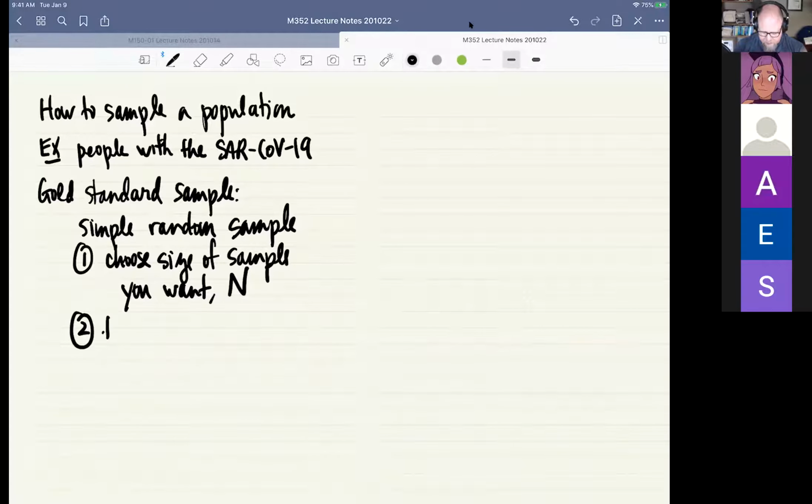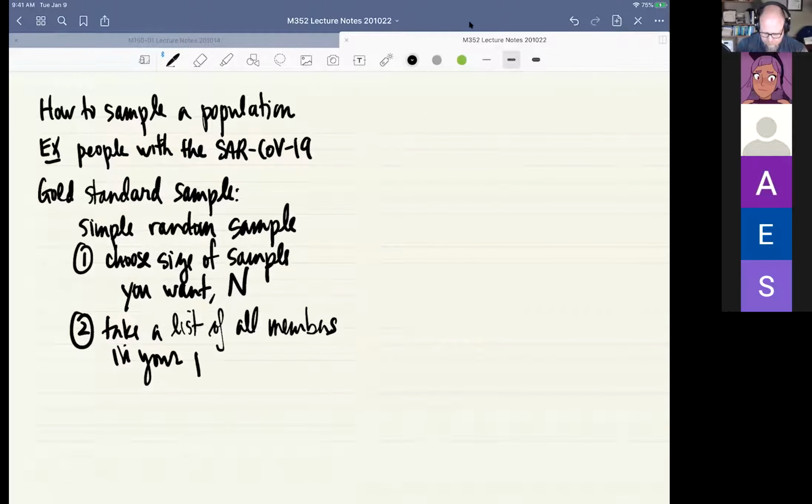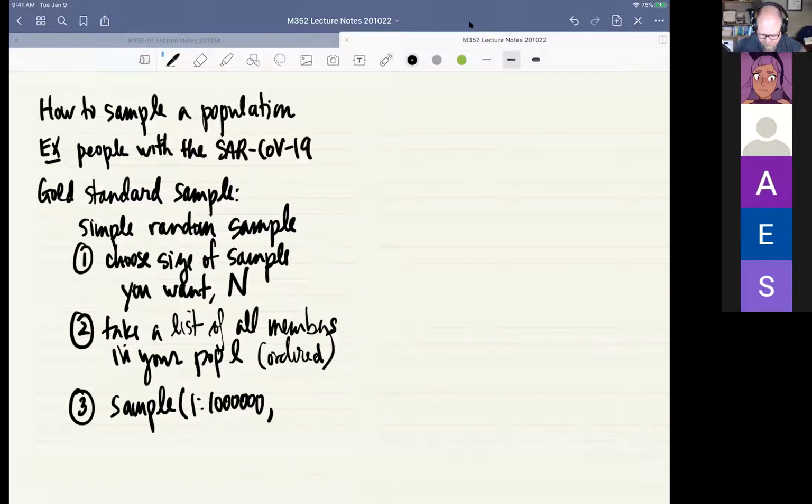And then you take a list of all members in your population, and say it's an ordered list, so you can give every person in that population a number. And then use R to say sample. Let's say there's 1 million people who have the virus.